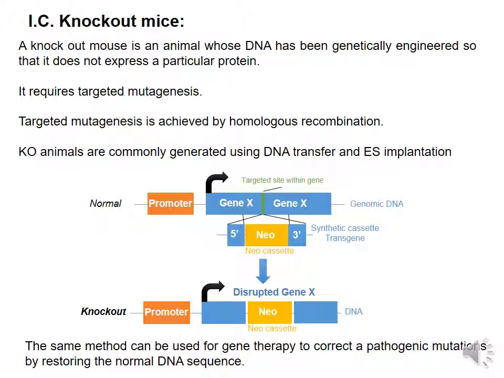Then when we transfect the embryonic stem cells with this transgene, a homologous recombination occurs, and this neo-cassette gets inserted in the targeted position in the gene X, and now the gene is interrupted. So this causes an interruption of the gene, and the target gene does not get expressed anymore. This method can be used, for instance, for gene therapy to correct a pathogenic mutation by restoring the normal DNA sequence. If there are specific mutations in a particular gene, like for example in this position, they could be removed by this technology.